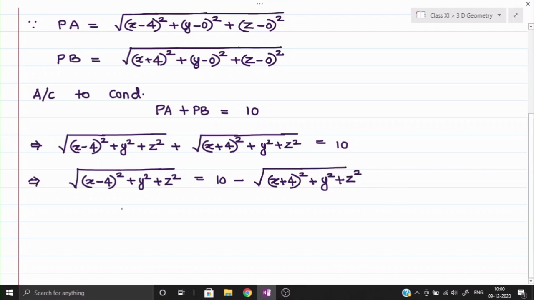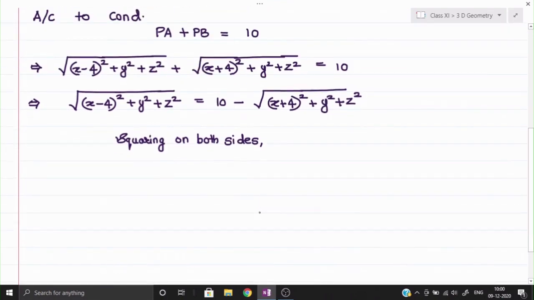Now what shall we do? Since this square root has become alone, we can square the whole equation. We will write squaring on both sides. If we do this squaring, the LHS becomes free from the root, that is, x minus 4 whole power 2 plus y square plus z square.